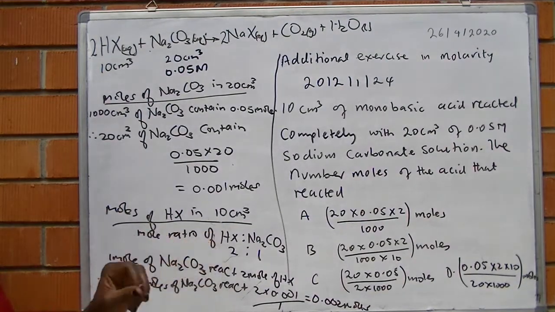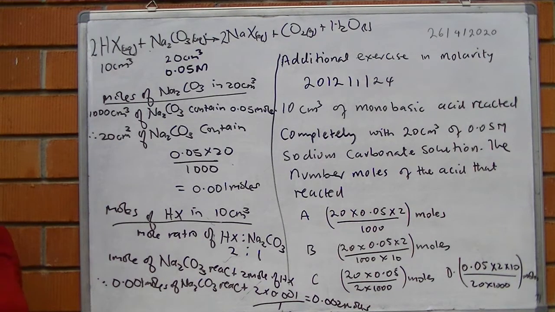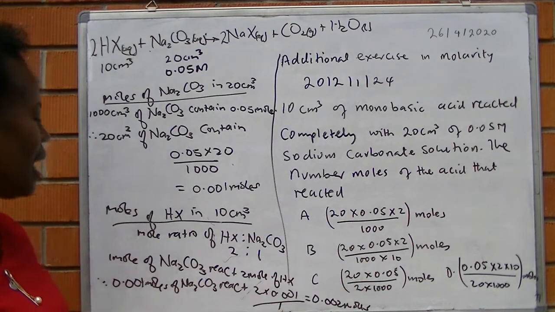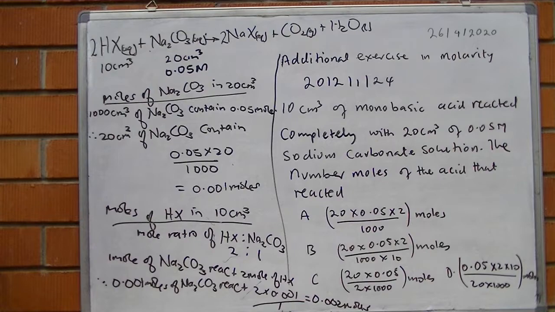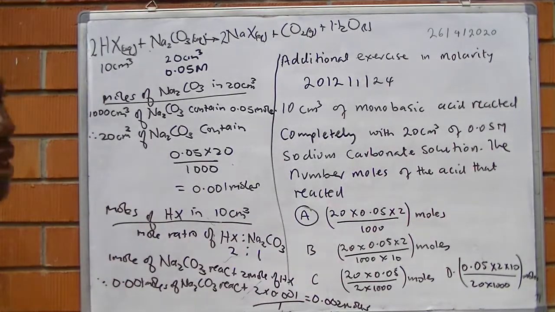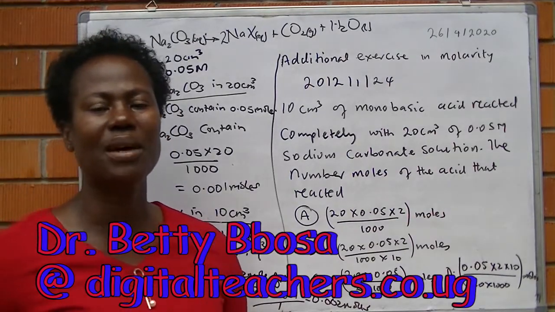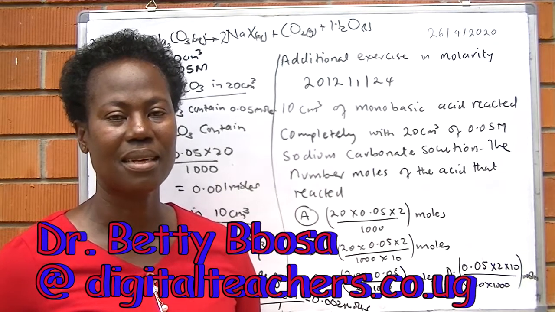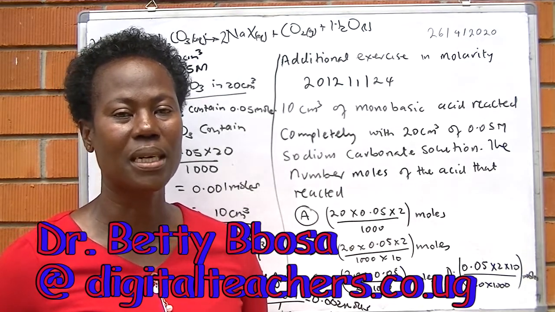Since only 10 cubic centimeters of the acid reacted with sodium carbonate, the moles of the acid that reacted are equal to 0.002 moles. Now, since our answer, the objectives are not in this format, you go on calculating until you come to the answer. And our answer is A. So with that, you can find more examples on the website of dictoteachers.co.ug.